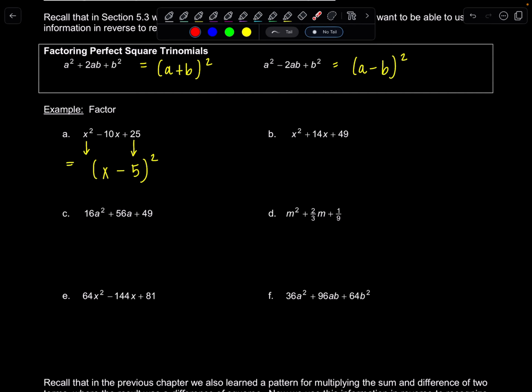Okay, let's try another one. x squared plus 14x plus 49. Here I'm just going to put x, square root of 49, 7. Squared goes outside. This time this is positive, so I'm going to put a plus. And then you just want to double check that the pattern holds. So it's 2ab, 14x. 2 times x times 7 is 14x. Perfect.